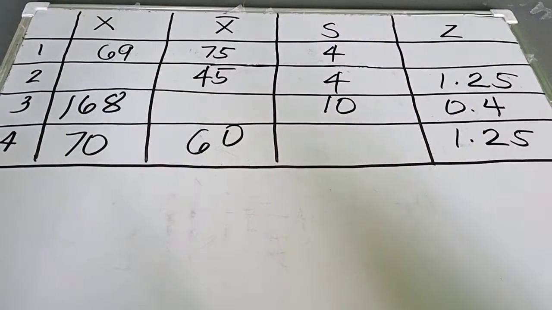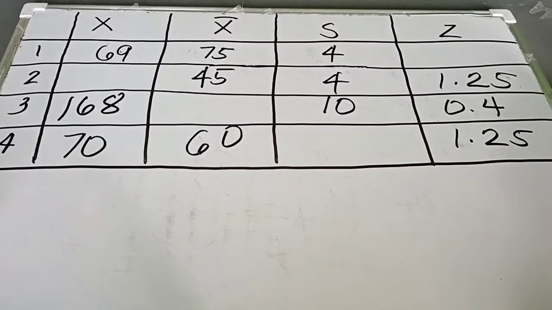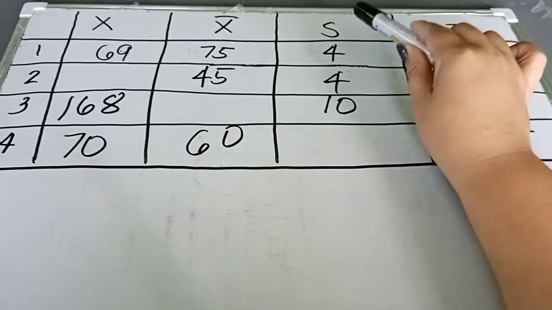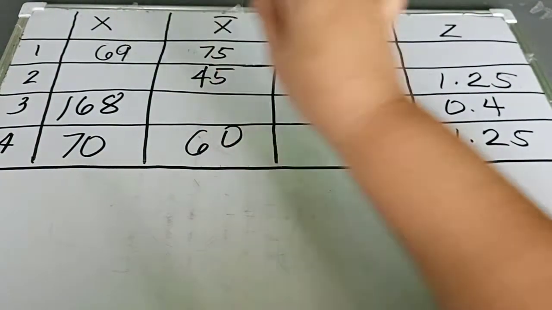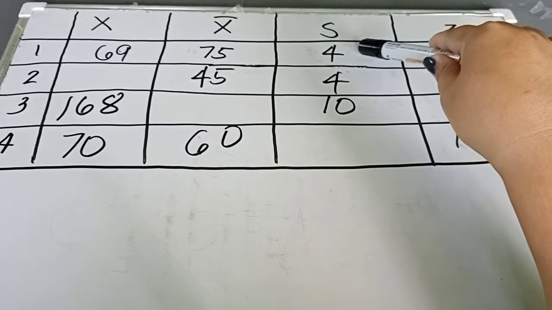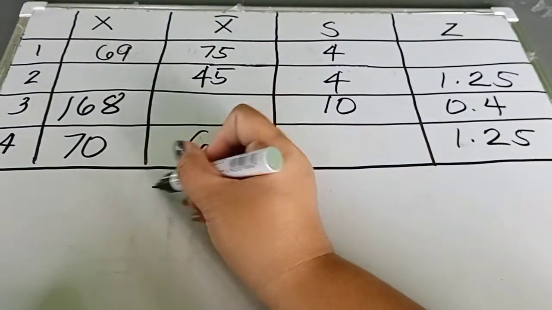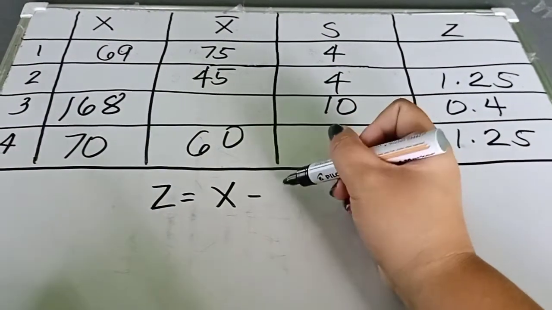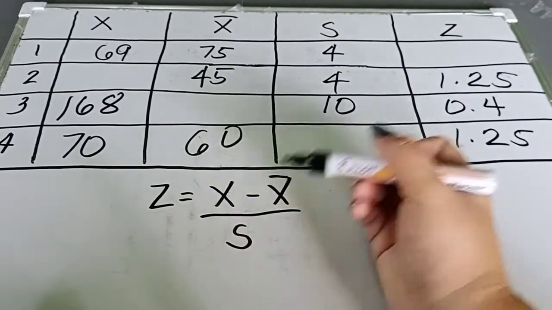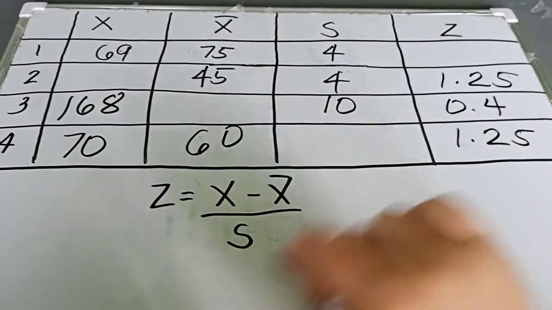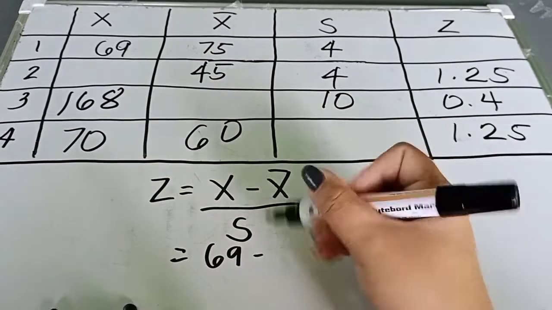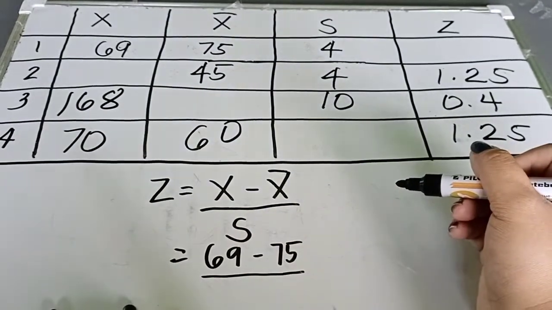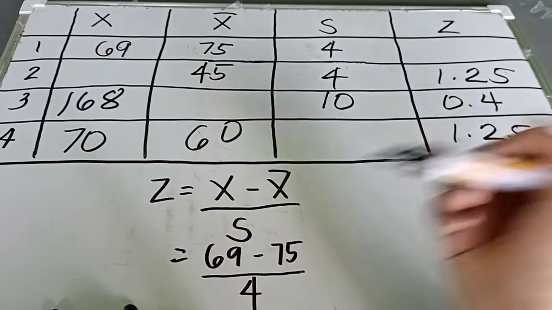Okay class, for example, you are asked to complete the table wherein you have the given measurement, the mean, the sample standard deviation, and the standard score or the z-score. For example, the given measurement is 69, the mean is 75, the sample standard deviation is 4. Let us find the z-score. Remember that in finding the z-score, use the formula: the given measurement minus the given mean, all over the sample standard deviation. Let's substitute: the given measurement is 69 minus the given mean, 75, all over the given standard deviation, which is 4.